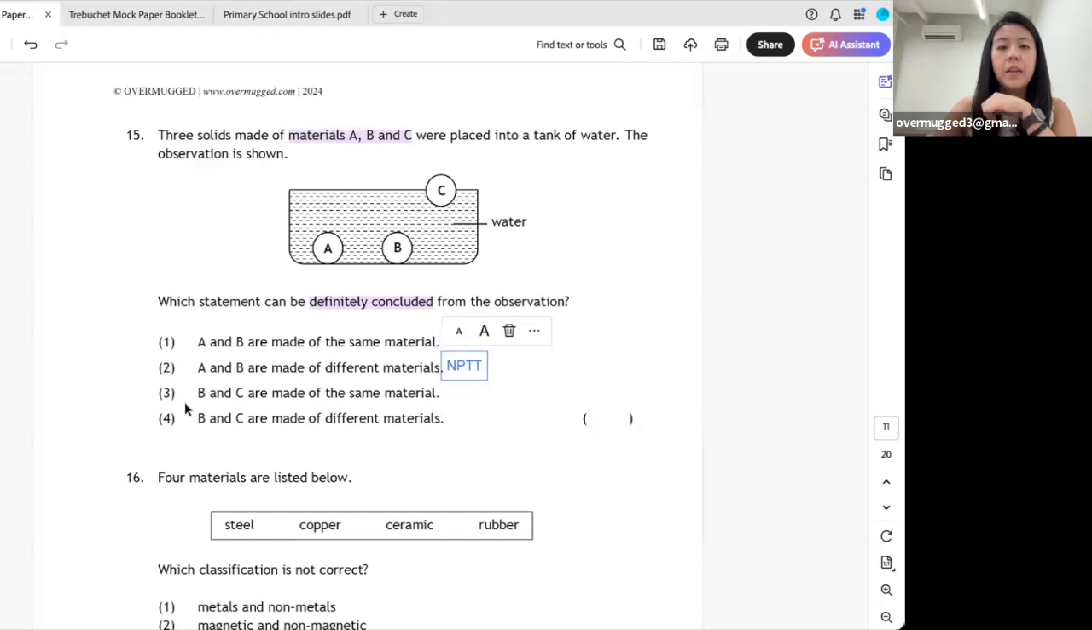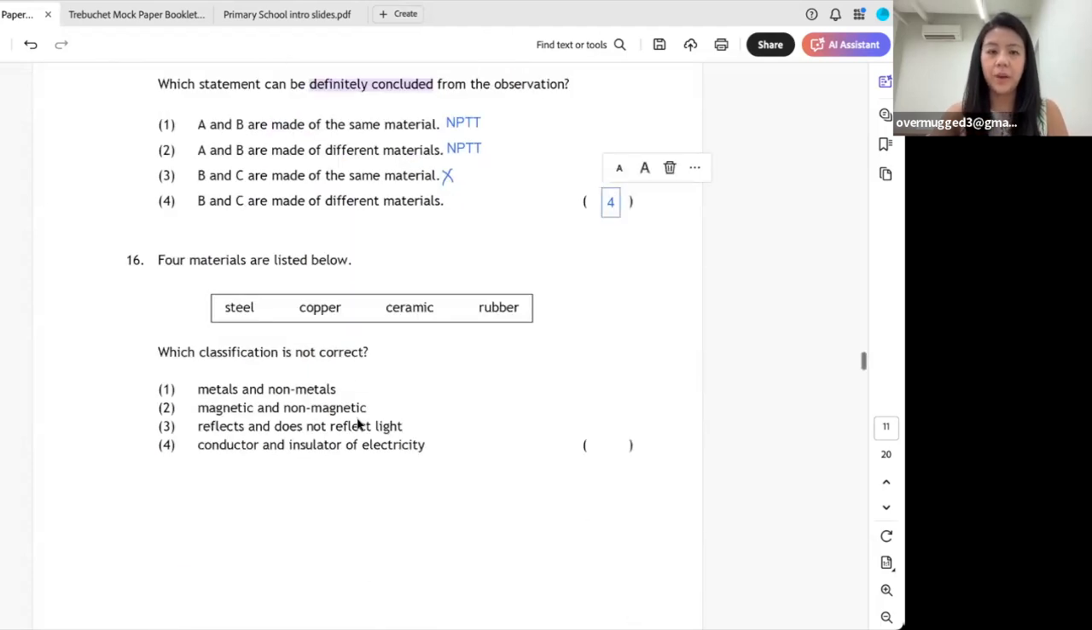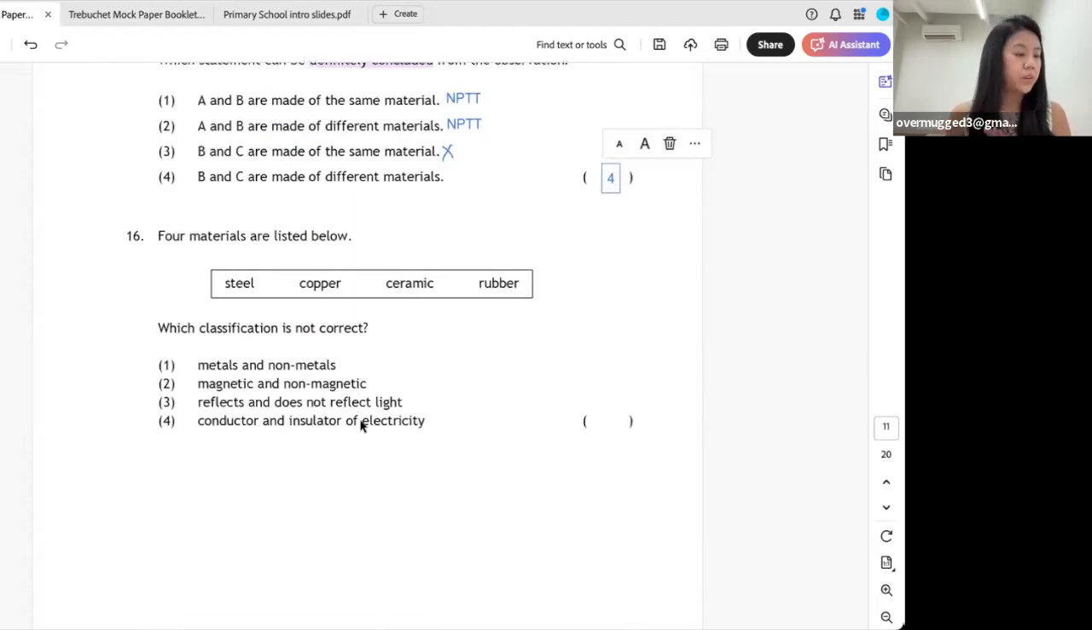Now, on the other hand, the minute you have one item sinking and the other one floating, they are definitely not made of the same material. So this is a definitely wrong option. This will leave us with the last one, that we can definitely conclude that B and C are made of different materials.